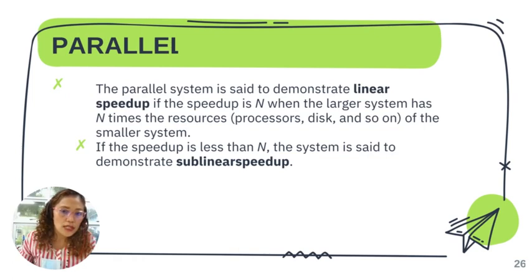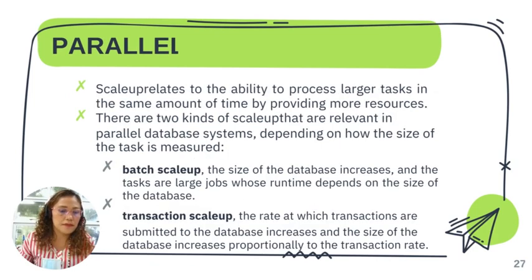So to demonstrate linear speed up, the speed up is n when the larger system has n times the resources of the smaller system. And if the speed up is less than n, the system is said to demonstrate sublinear speed up. So there is also scale up. Scale up relates to the ability to process larger tasks in the same amount of time by providing more resources. So there are two kinds of scale up. We have the batch and the transaction scale up.